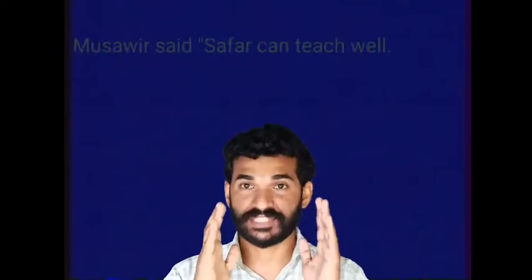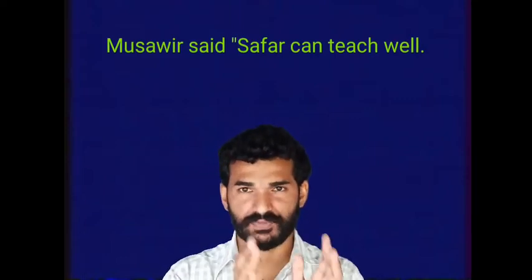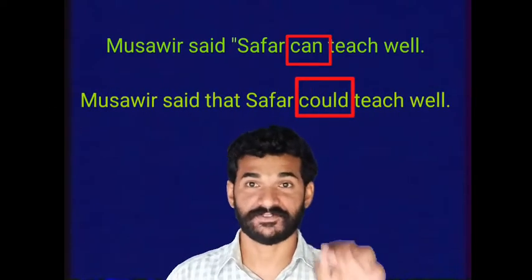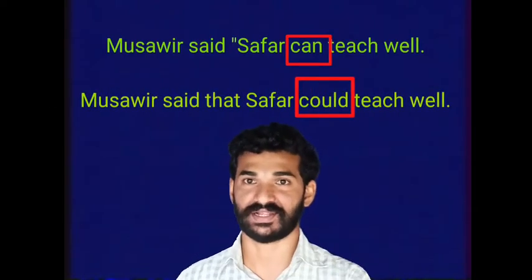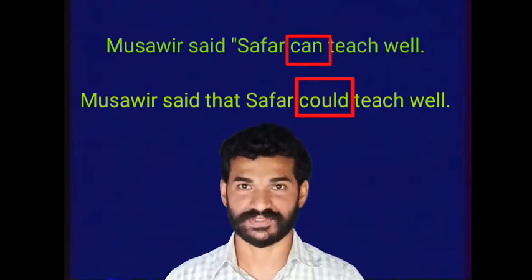Another example, Musafir said, Safar can teach well. That is the direct speech. If you want to report this to another person, that can should be changed. Musafir said that Safar could teach well. Look, can is changed to could. I hope you understood very well.